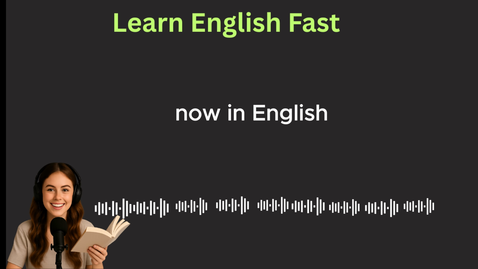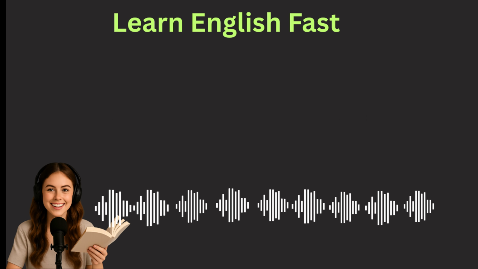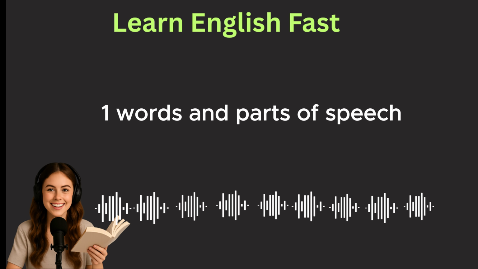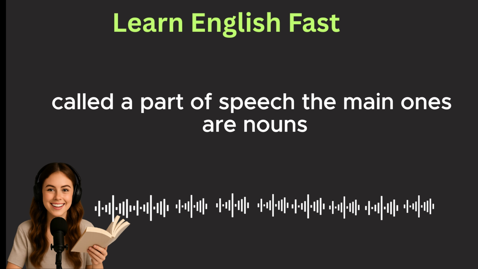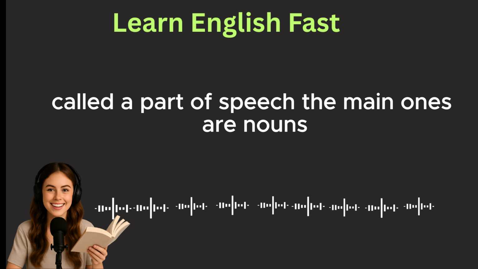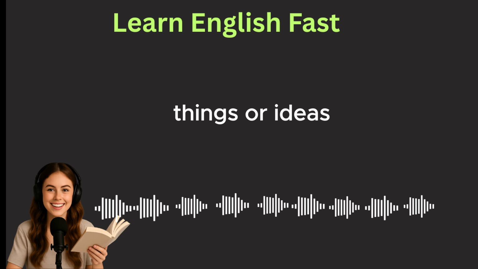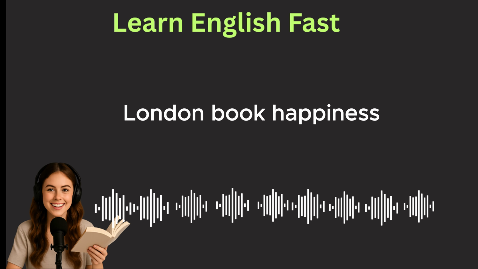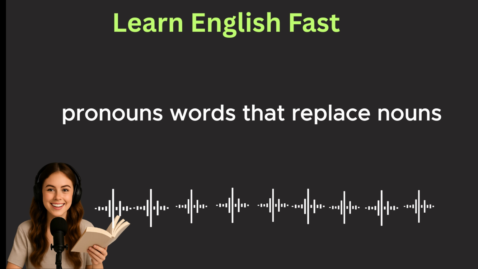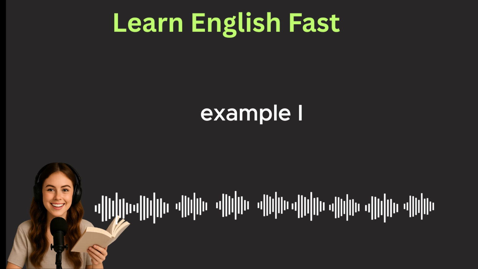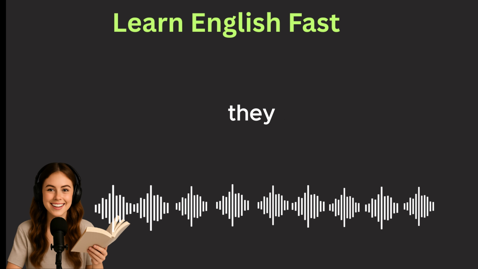Now, in English, grammar is made up of different building blocks. Let's go through them step by step. 1. Words and parts of speech. Every word in English belongs to a group called a part of speech. The main ones are nouns, names of people, places, things, or ideas. Example, teacher, London, book, happiness. Pronouns, words that replace nouns. Example, I, you, he, she, they.